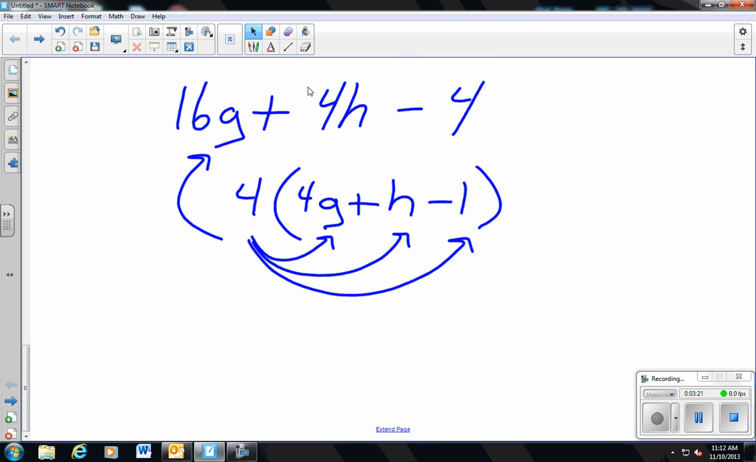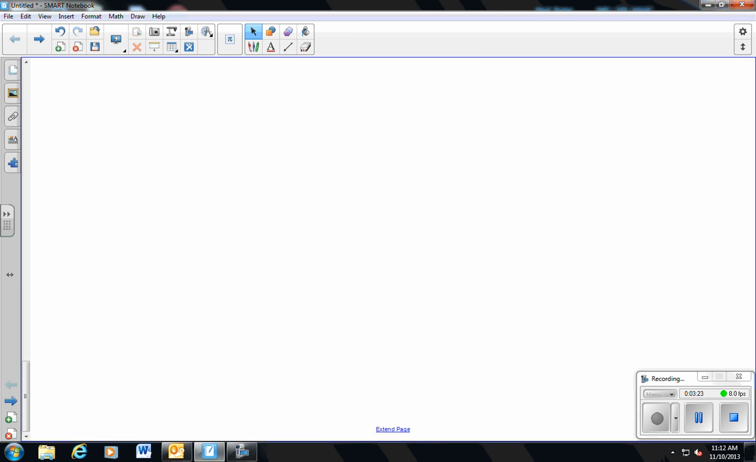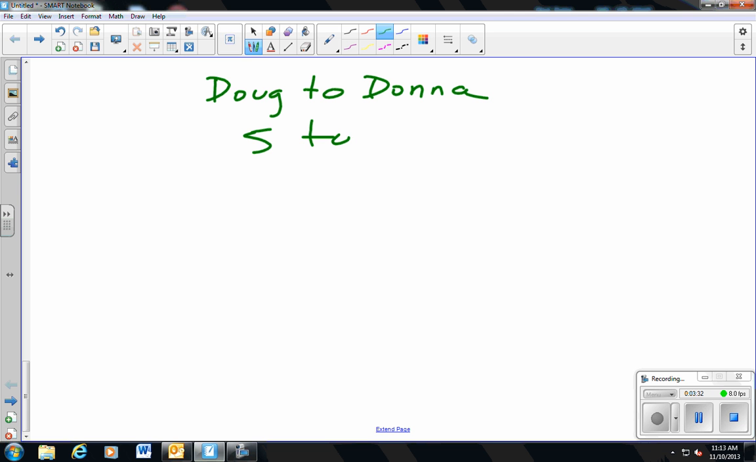All right. Third problem, ratio of 5 to 8. So Doug to Donna is in the ratio of 5 to 8. It says how many pairs does Donna have in terms of n? So if it's 5 to 8, then their total in this scenario would be 13. So Donna would have 8 of the 13 if we're in the ratio of 5 to 8. So 8 over 13 n.